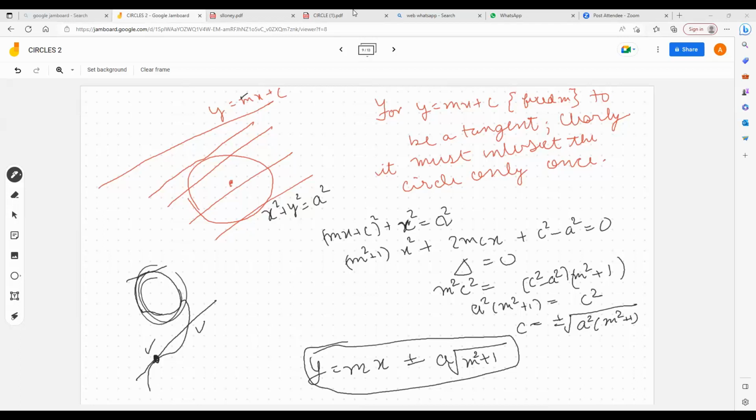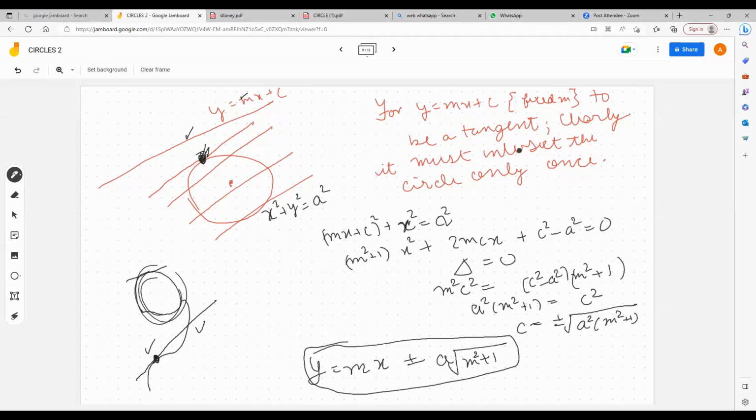Now, if we vary c, then we can see that this straight line will not intersect the circle at any point. This straight line will intersect the circle at only one point. So we can see that the second straight line intersects the circle at only one point. And after that, we see that all the straight lines intersect the circle at 2 points. So we can say that the tangent to a circle will be such that it intersects the circle at only and only one point. For y equals mx plus c to be a tangent, clearly it must intersect the circle at only one point.